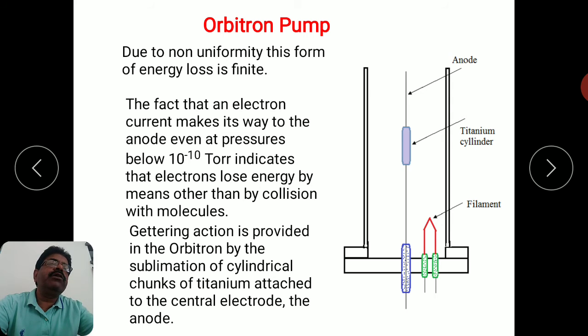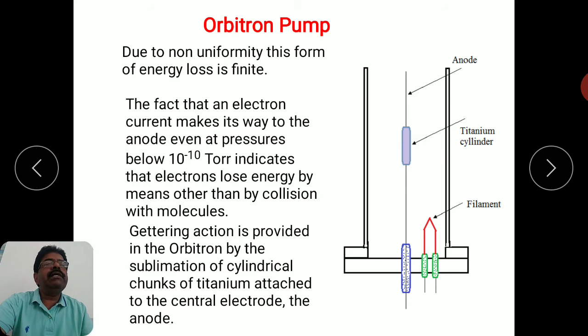So what will happen? Some of the accelerated electrons will collide on this titanium cylinder, and this titanium will be sublimated because of the high kinetic energy the electrons impart to it. This titanium will sublimate and be deposited on the inner wall of the container. So it will act as a getter. That means the gas molecules present inside the chamber will react with this freshly deposited titanium, and thereby they will be captured. So gettering action is also provided.